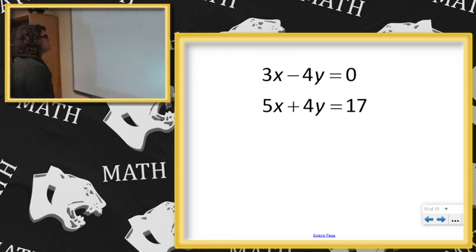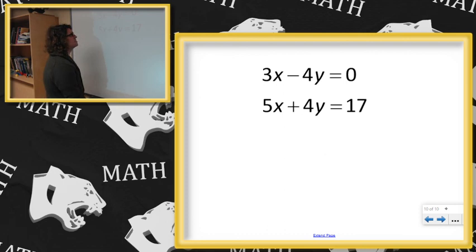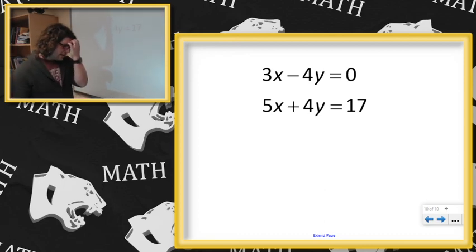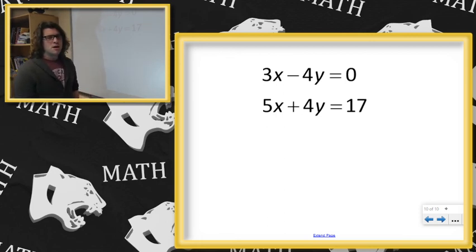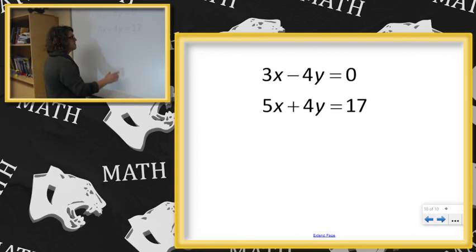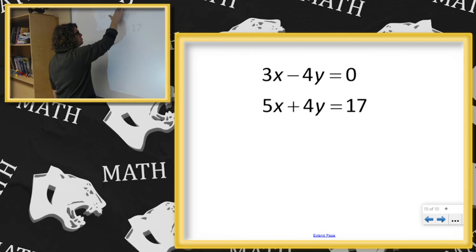So in this particular problem, you get 3x minus 4y is equal to 0, and 5x plus 4y is equal to 17. Now I'm going to show you a little bit of a trick. You can solve for just a single variable like y, and that's fine. But you can also solve for something that shows up in both of them. Now again, this would be an easy elimination, but that's okay.